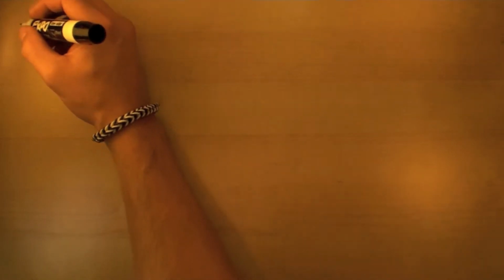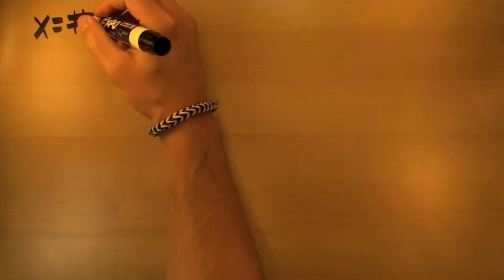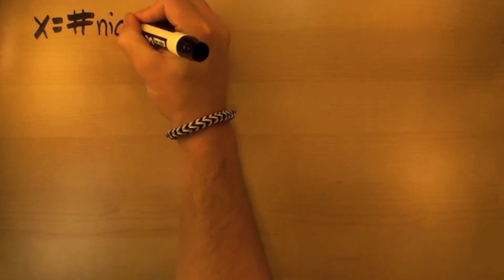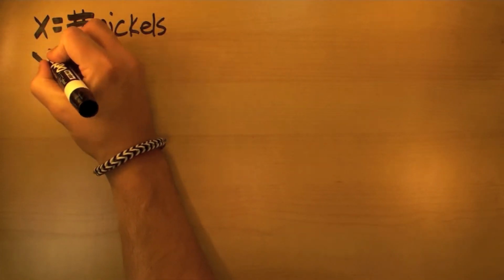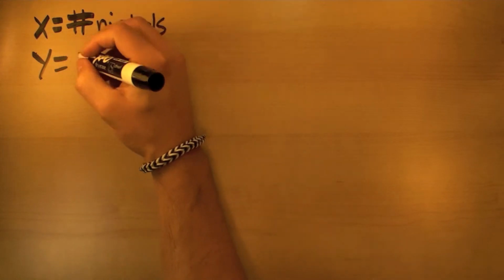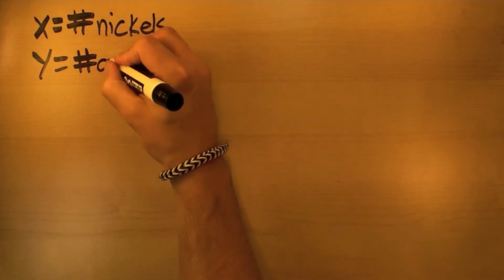So again, we want to define our variables so that we don't get confused later on whether we're talking about the number of nickels or the number of quarters. So let's set x equal to the number of nickels, and let's set y equal to the number of quarters.